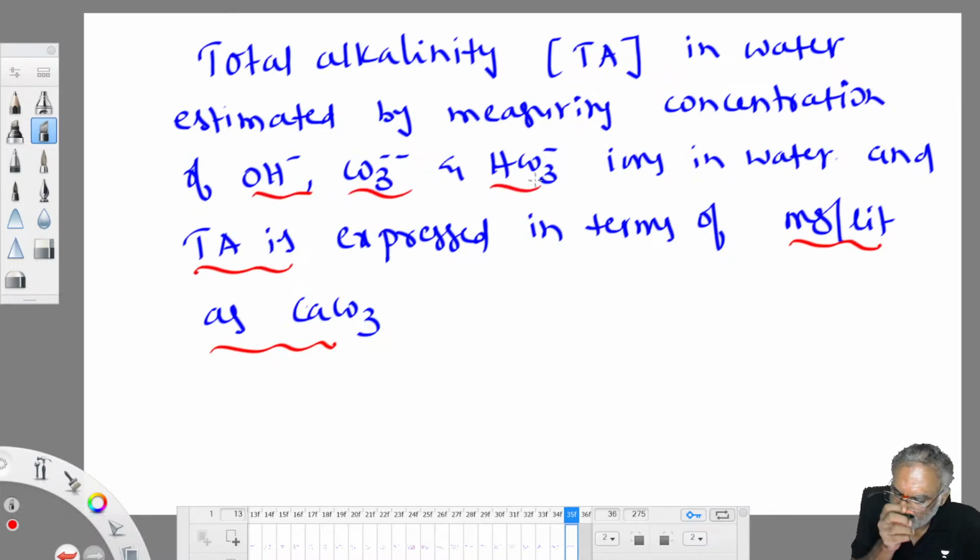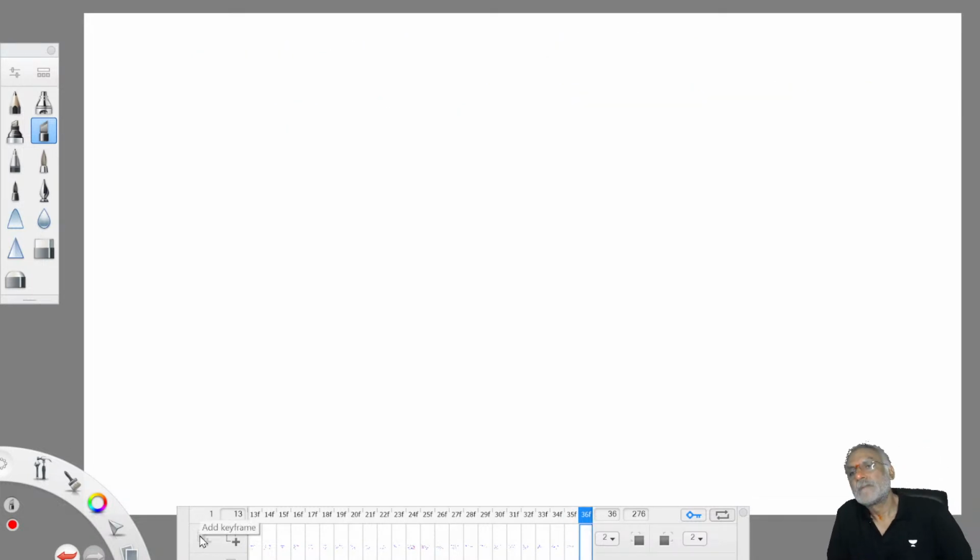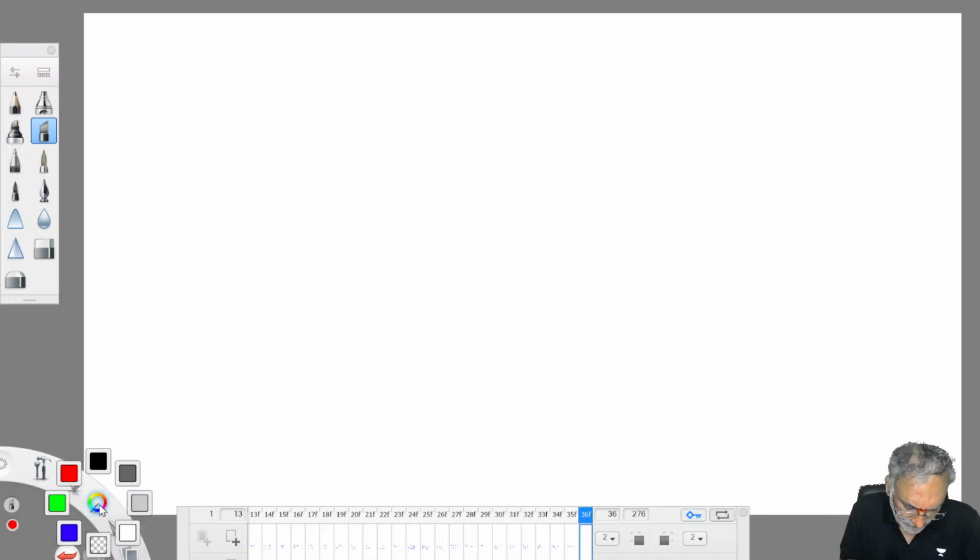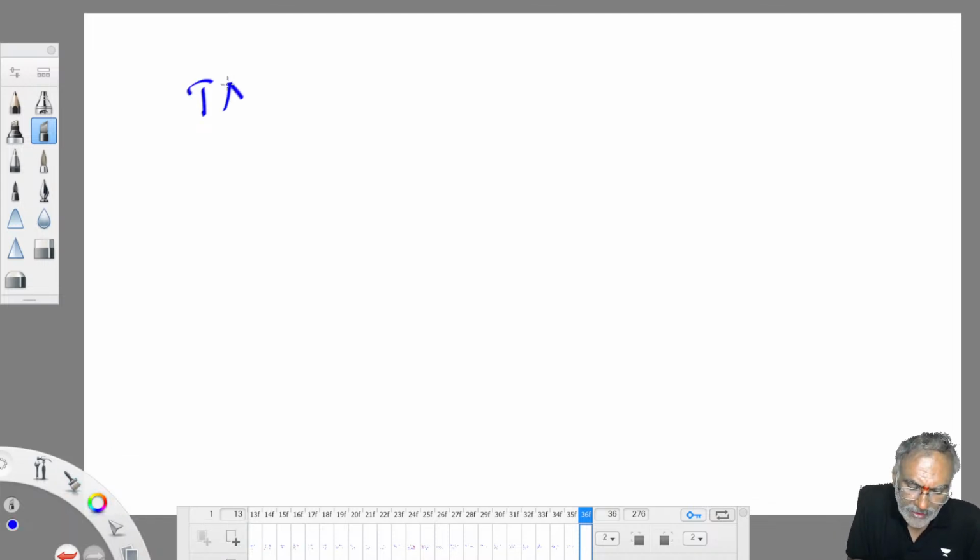This is very important. So there is one equation to work out total alkalinity. Remember it, all of you. Total alkalinity in milligram per liter as CaCO3 is equal to this. First, the OH minus ion concentration.